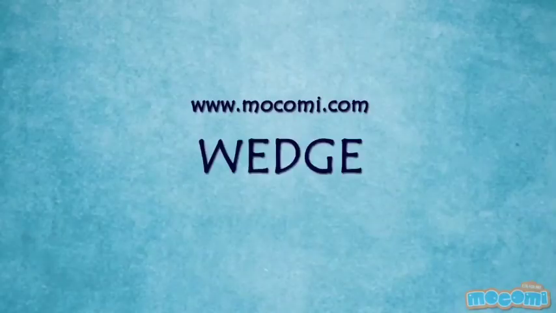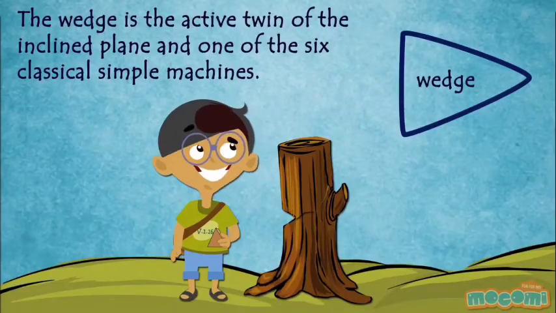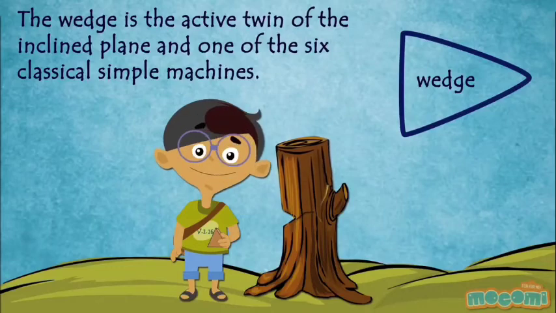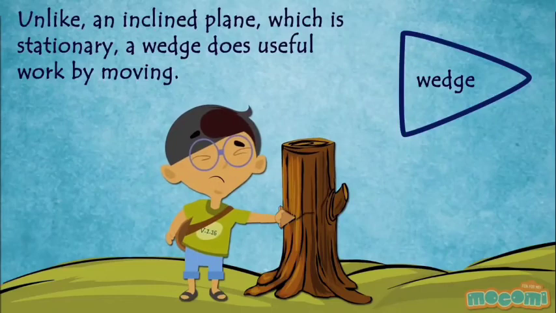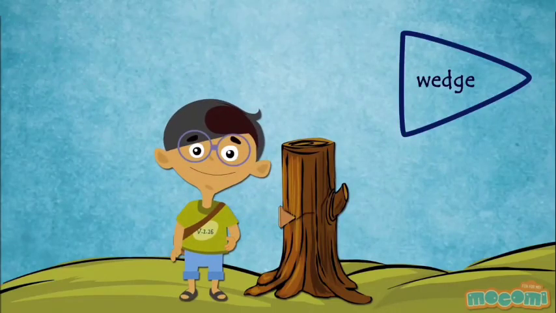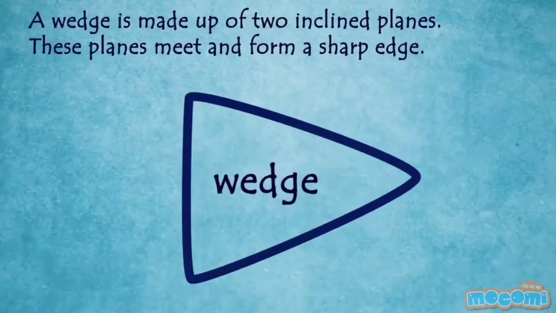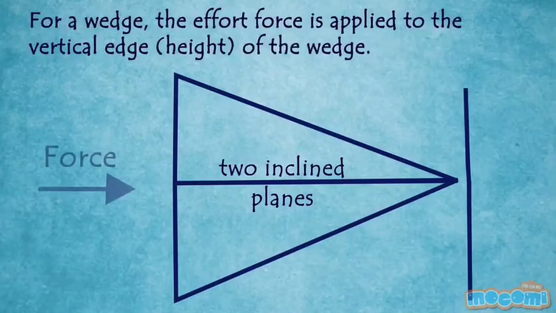What is a wedge? The wedge is the active twin of the inclined plane and one of the 6 classical simple machines. Unlike an inclined plane, which is stationary, a wedge does useful work by moving. A wedge is made up of 2 inclined planes. These planes meet and form a sharp edge.